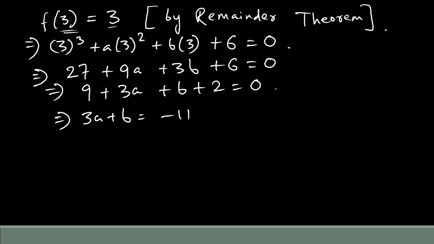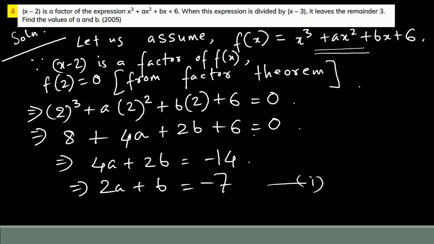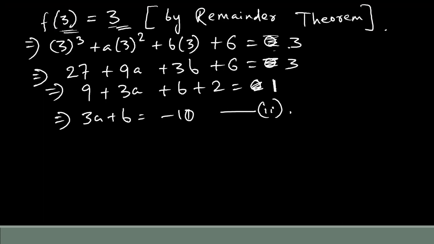So I see I made a silly mistake here. This is 3, right? I just wrote 0 here. The remainder, they have given it as 3, right? So now when this all gets divided by 3, this should be 1, and this should be minus 10. And then this is equation 2. So you have equation 1 as 2a plus b equals minus 7, and this is equation 2.